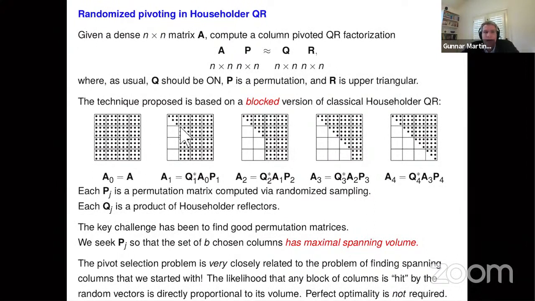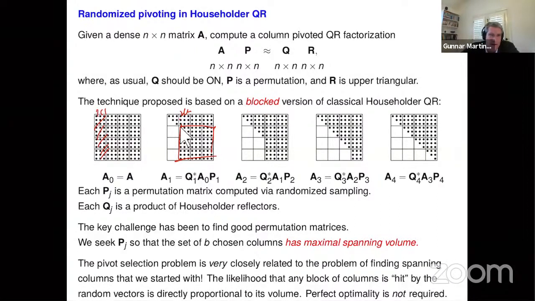So what we want to do is, in the first step, pick an initial batch of pivot columns and put those in the first slot. Then you do a local column pivoted QR on this panel, which gives you a block update, a block Householder reflector that you apply from the left. And then you repeat the process: you now look at this part, you pick another batch of B pivot columns, you put those here, and then you repeat. So this is what you want to do.